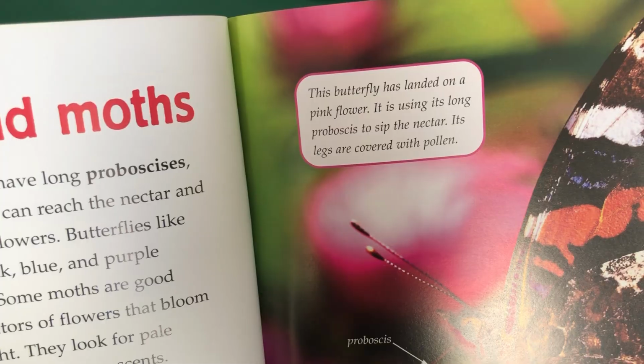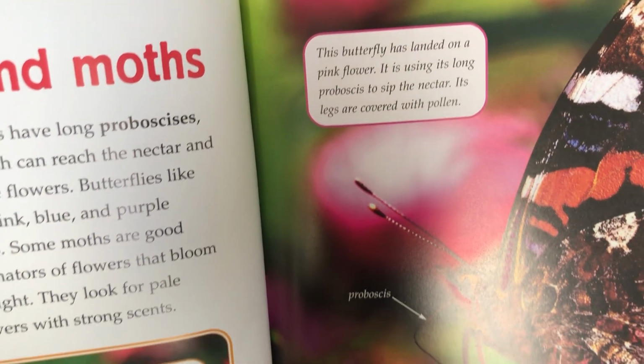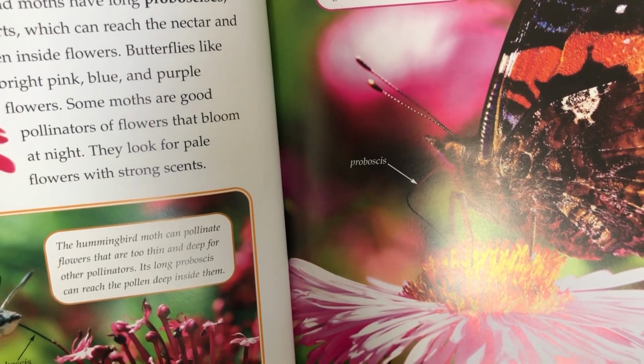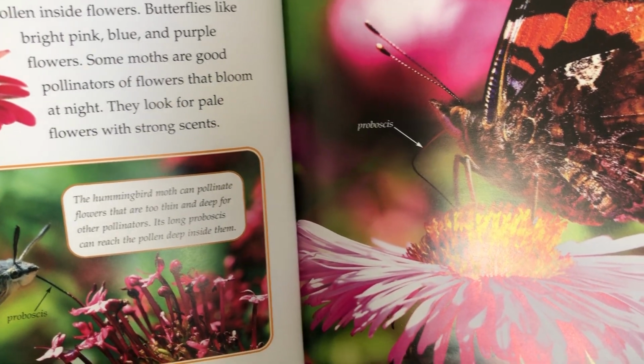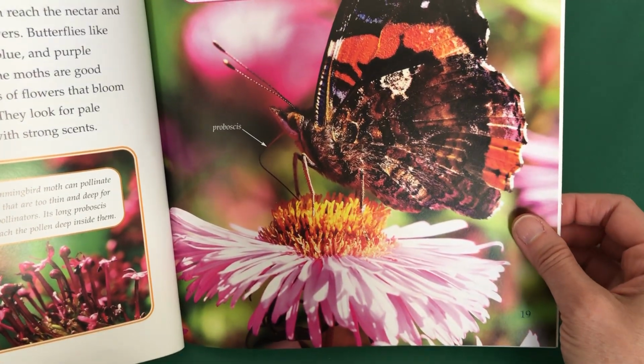This butterfly has landed on a pink flower. It is using its long proboscis to sip the nectar. Its legs are covered with pollen. The proboscis.